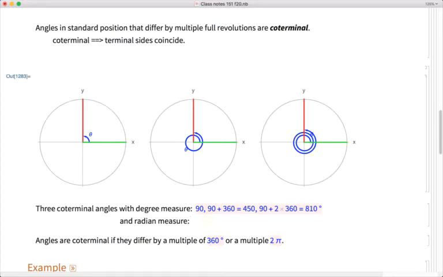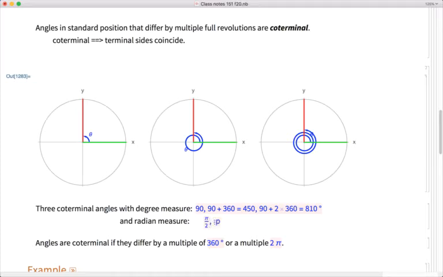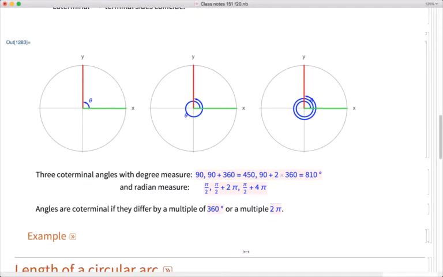In radian measure, the first angle is pi over 2. The next one would be pi over 2 plus 2 pi. And the third angle would be pi over 2 plus twice 2 pi. Again, full rotation in radians is 2 pi, so this would be plus 4 pi. Okay, so numerically, angles are coterminal if they differ by a multiple of 360 or a multiple of 2 pi, depending on whether they're in degree measure or radian measure.